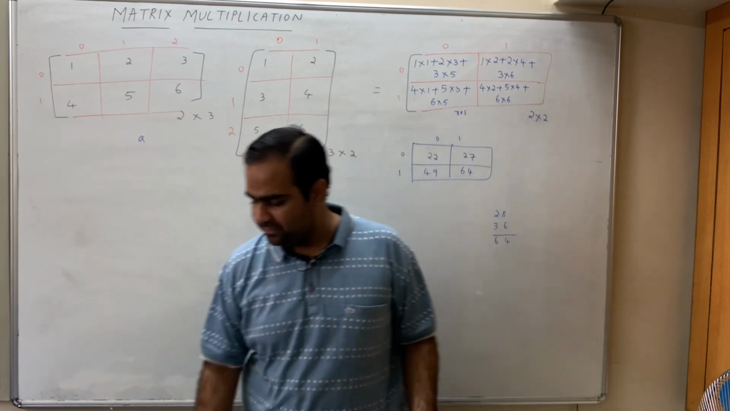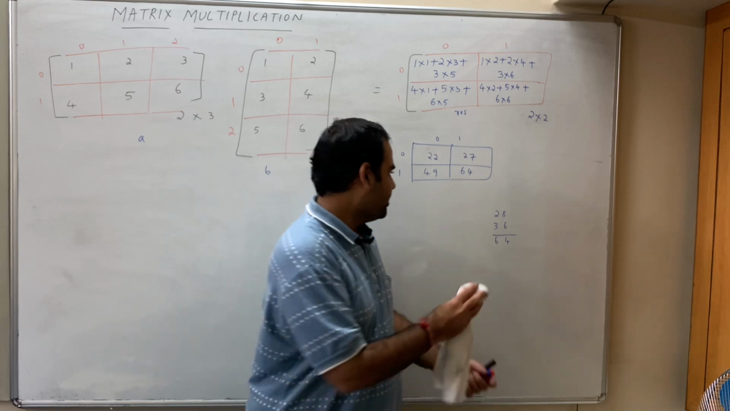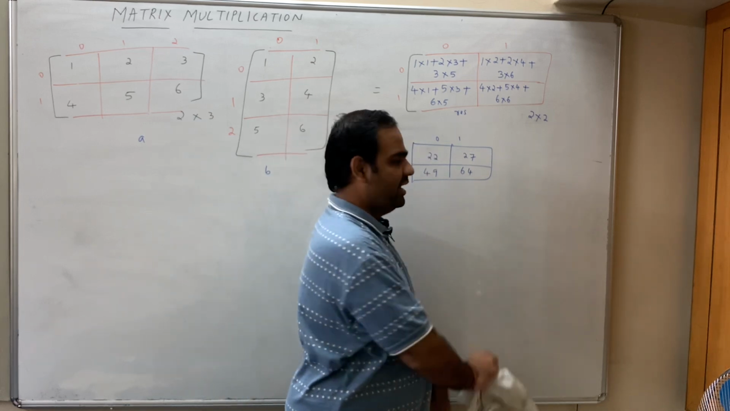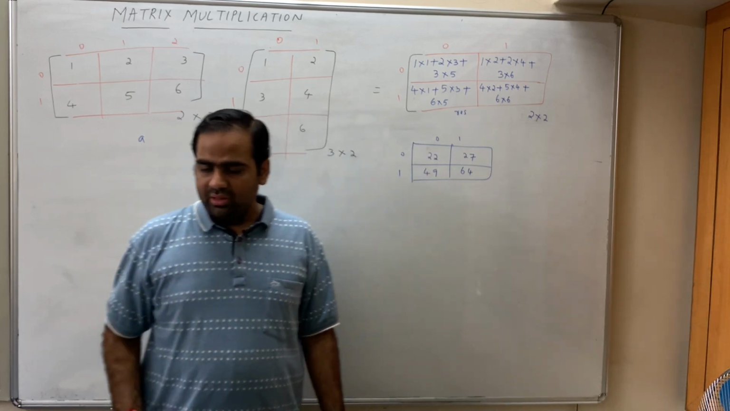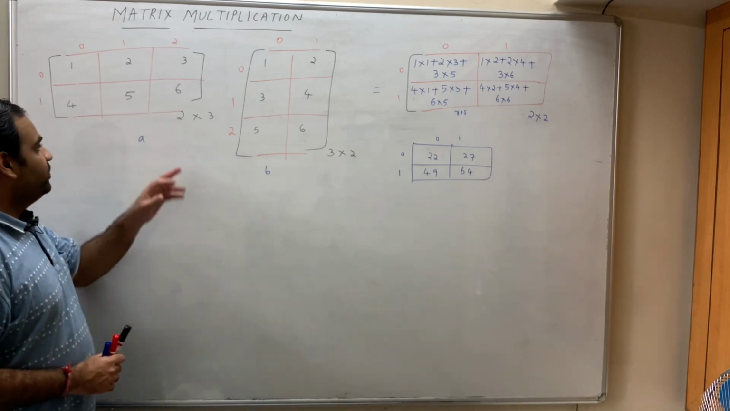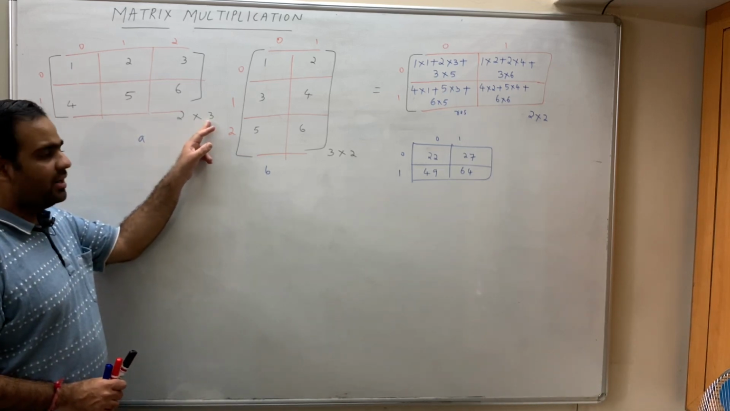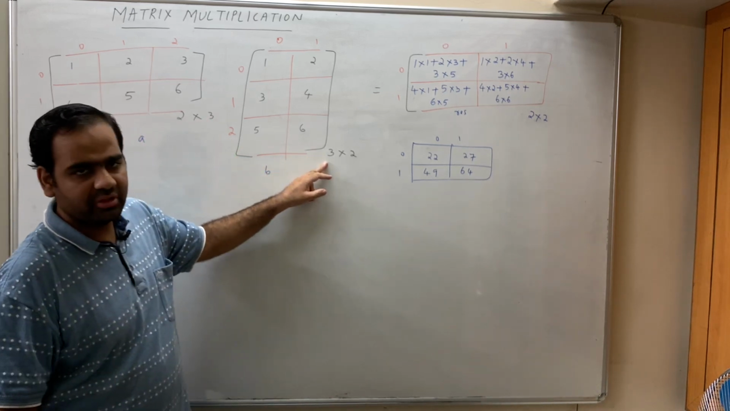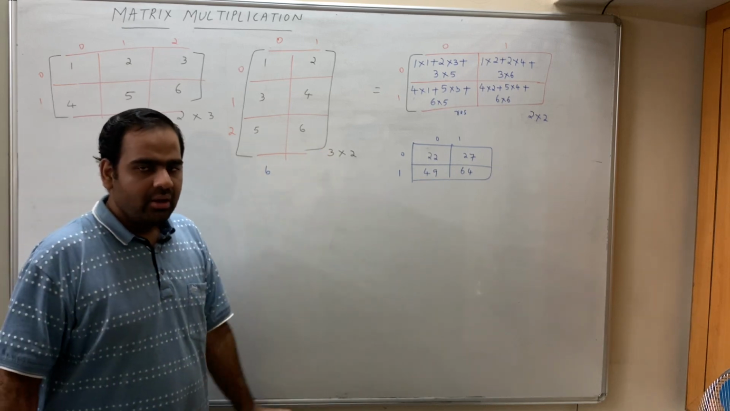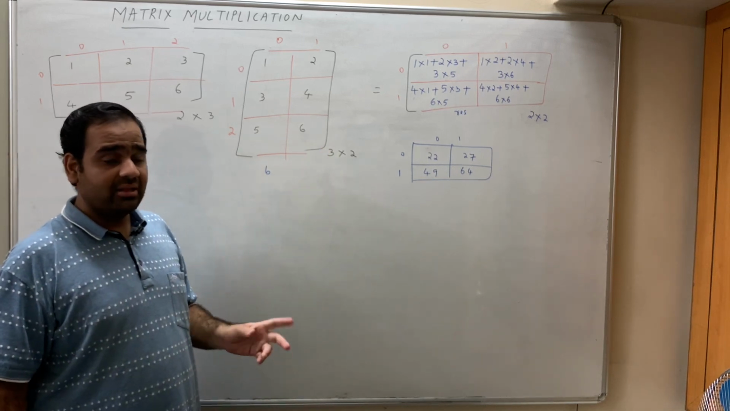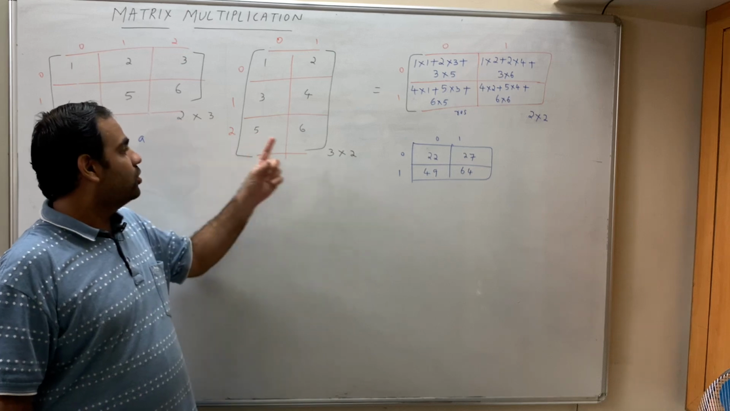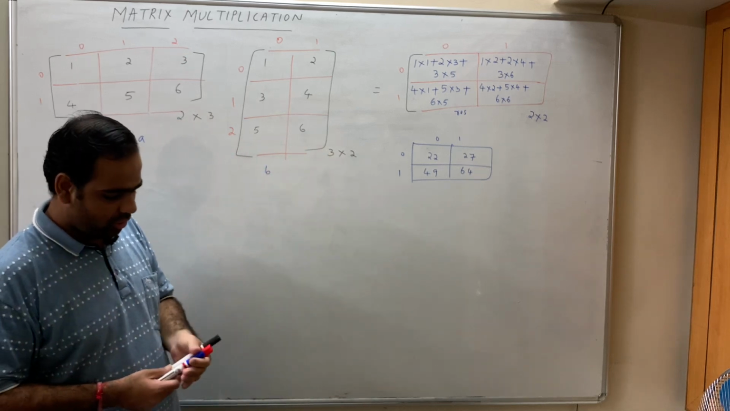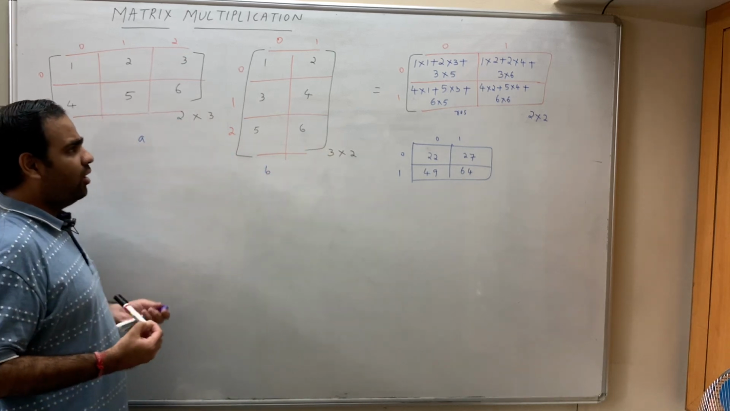Now let us see how we try to multiply this and get the answer. The first and foremost thing is that the number of columns of the first matrix should be equal to the number of rows of the second matrix. Only then can we do the matrix multiplication, and the resultant matrix will be 2 cross 2. That's a very obvious thing for us. Now how do we multiply it?